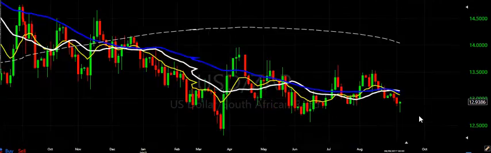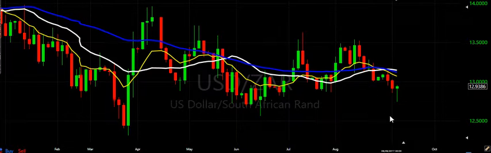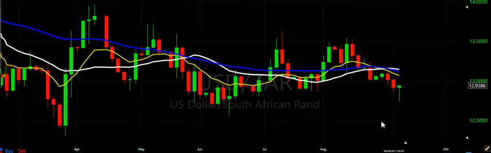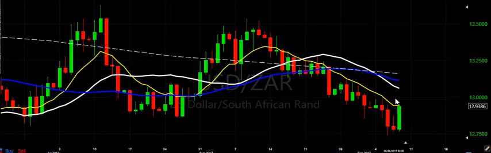On a 3-day, not so much. We find that it could be seen as a hammer, or could be seen as a hanging man, but a hanging man would be seen at the top of the market. So this is more of a hammer. Some might say it could be a dragonfly doji, but I think it's more of a hammer. We can see that the South African rand there is increasing in value. So we just want to wait and see.